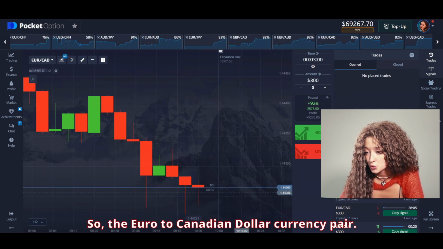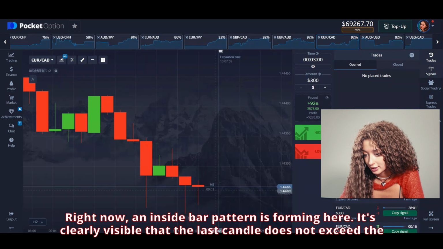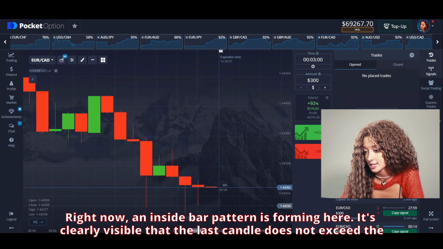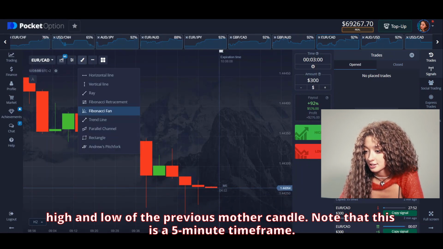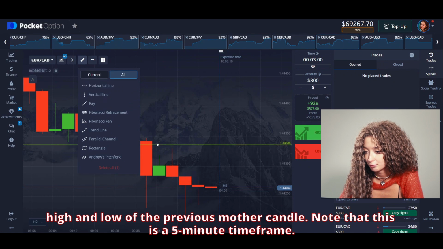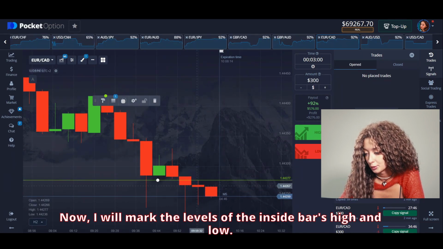So, the euro to Canadian dollar currency pair right now. An inside bar pattern is forming here. It's clearly visible that the last candle does not exceed the high and low of the previous market candle. Note that this is a 5-minute time frame. Now I will mark the levels on the inside bar's high and low.